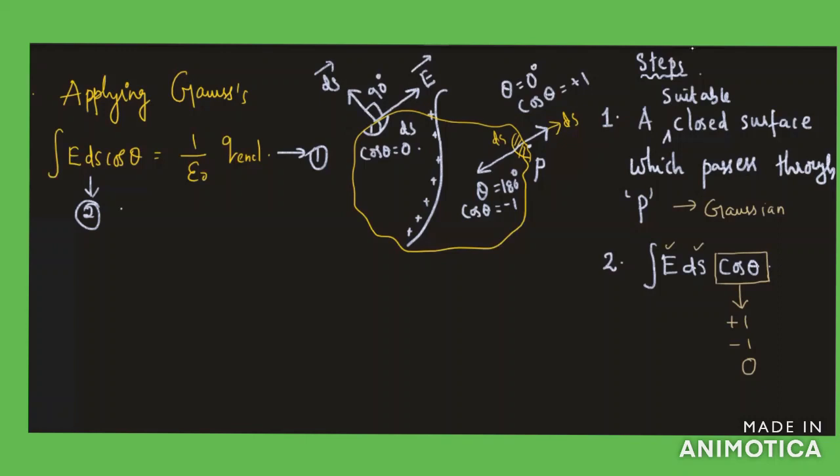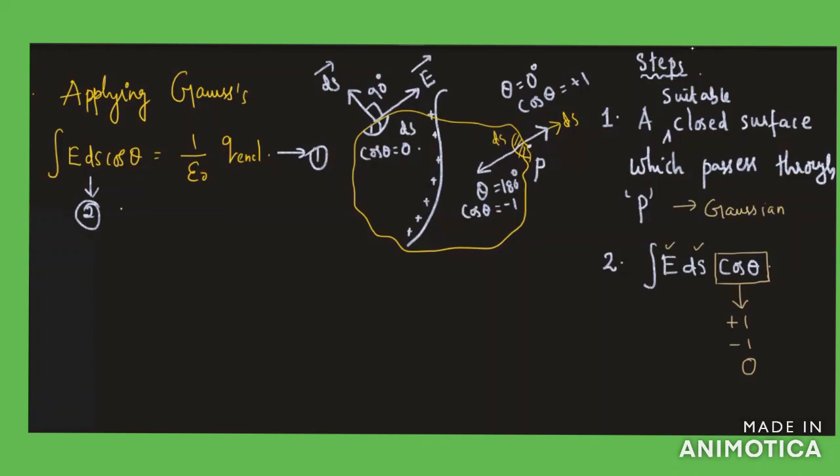Yes, so what is the advantage of selecting such a surface? If we select such a surface, the term cos theta will not be there in the integral. Otherwise, we need to integrate this cos theta term also. So the integration will be easier. Yeah. So this is the first point that we have to remember when we select the Gaussian surface.